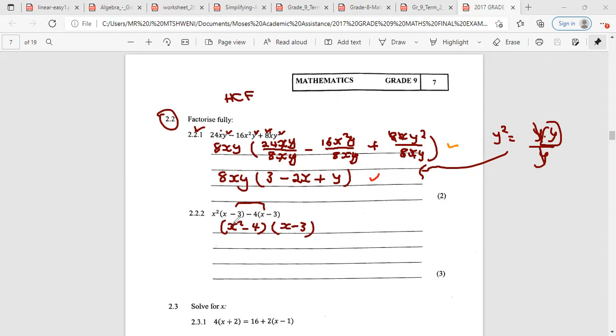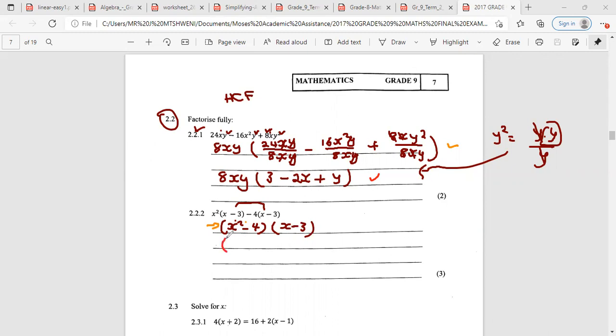Now I'm not done because this is a difference of two squares. This x squared minus 4 is a difference of two squares. So I have to continue, and I'll just use a different color.